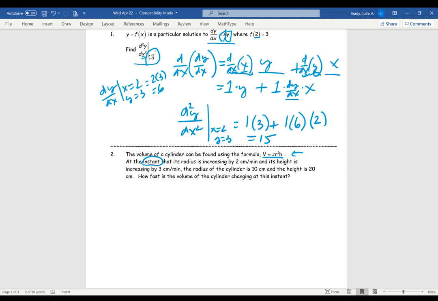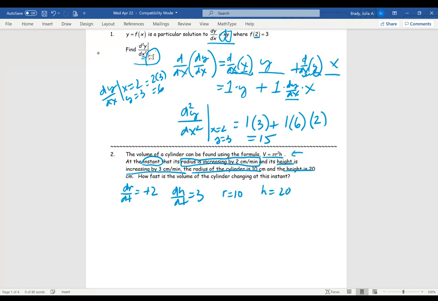Let's look at the information they gave us. They gave us that the radius is changing. This is not an algebra problem, this is a calculus problem. dr/dt is plus 2, and the height is increasing by 3, so dh/dt is 3, at the instant when the radius is 10 and the height is 20.